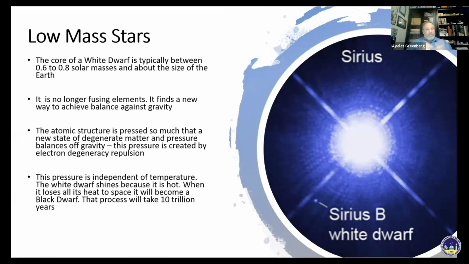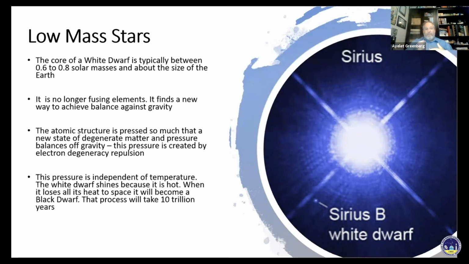And these objects, as I said, they start out really, really hot. They could be over 100 million degrees in temperature. And it takes them a long, long time to cool off because they're so dense. So an object like this, a white dwarf, can take as long as 10 trillion years to cool off and lose all of its energy. And when it does, it will become a black dwarf.